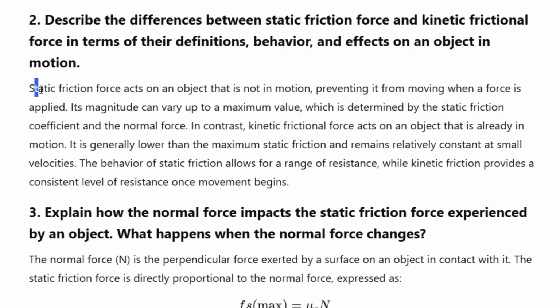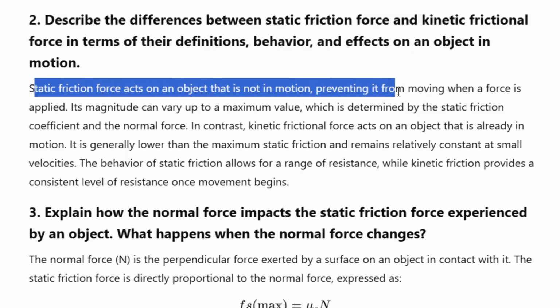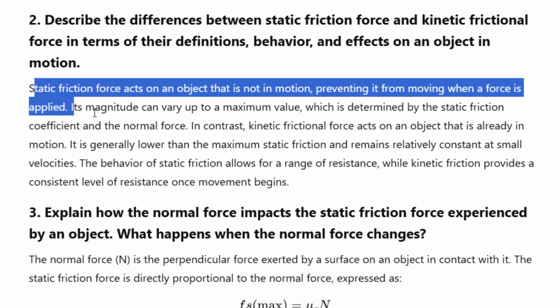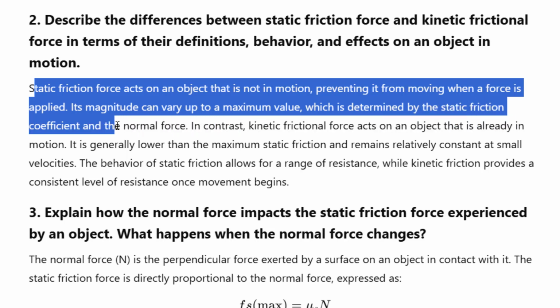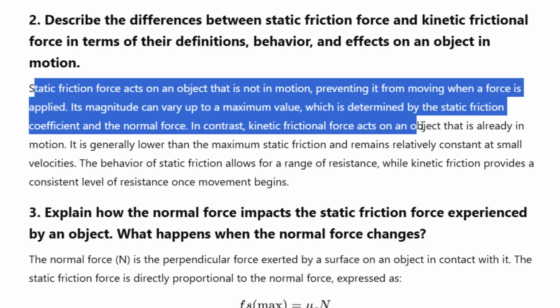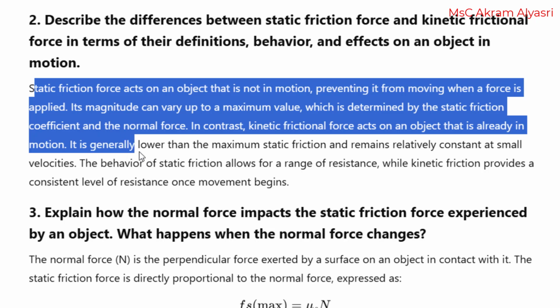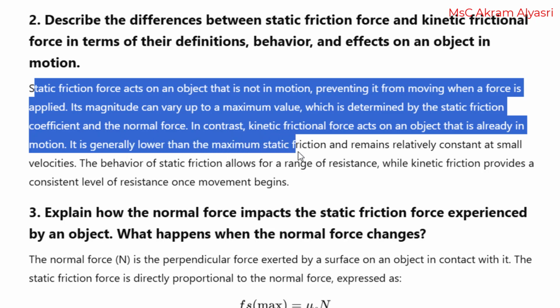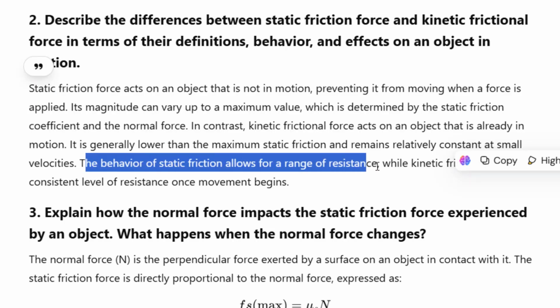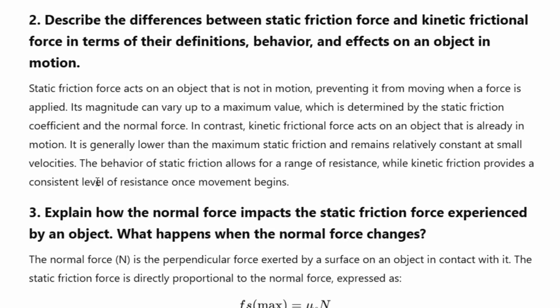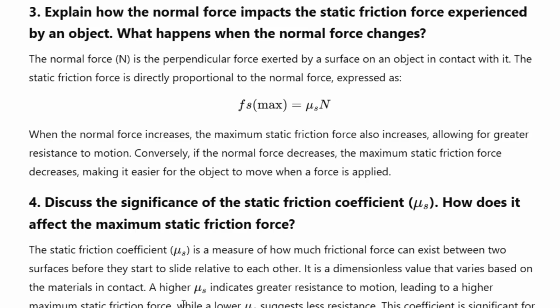Static friction force acts on an object that is not in motion, preventing it from moving when a force is applied. Its magnitude can vary up to a maximum value, which is determined by the static friction coefficient and the normal force. In contrast, kinetic frictional force acts on an object that is already in motion. It is generally lower than the maximum static friction and remains relatively constant at small velocities. The behavior of static friction allows for a range of resistance, while kinetic friction provides a consistent level of resistance once movement begins.